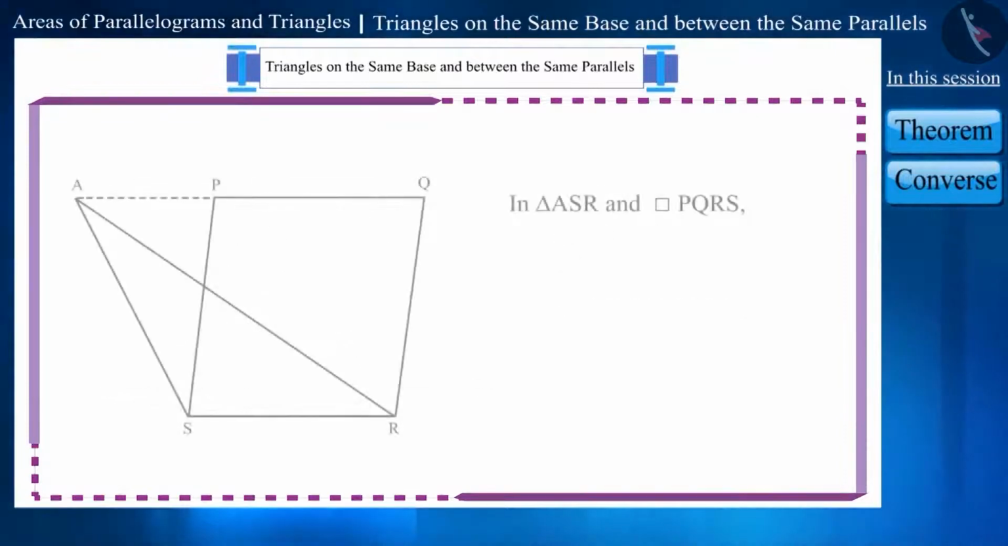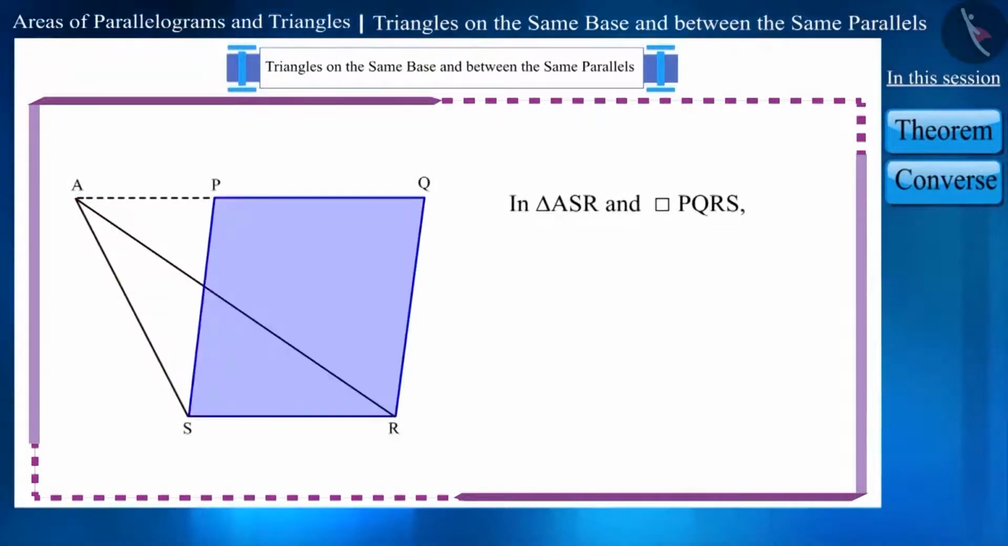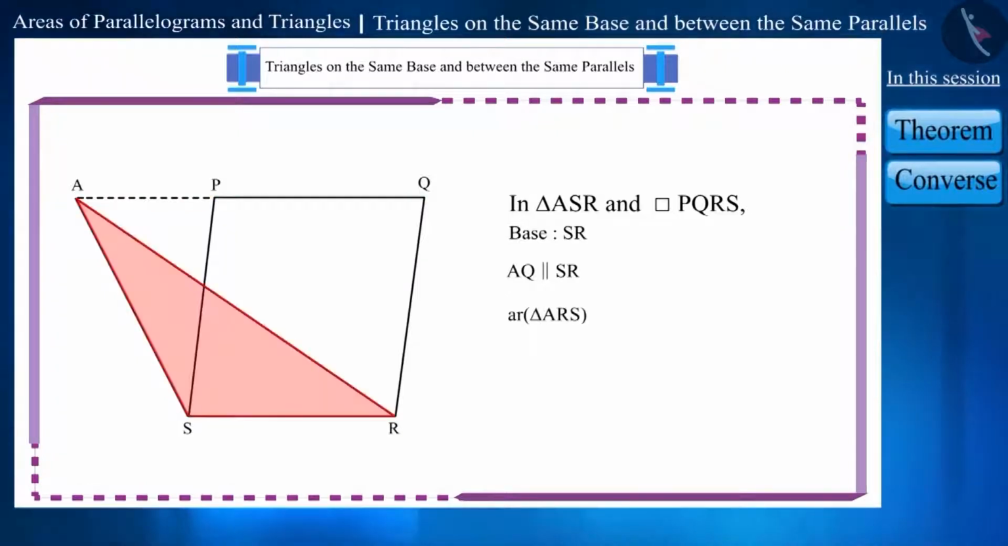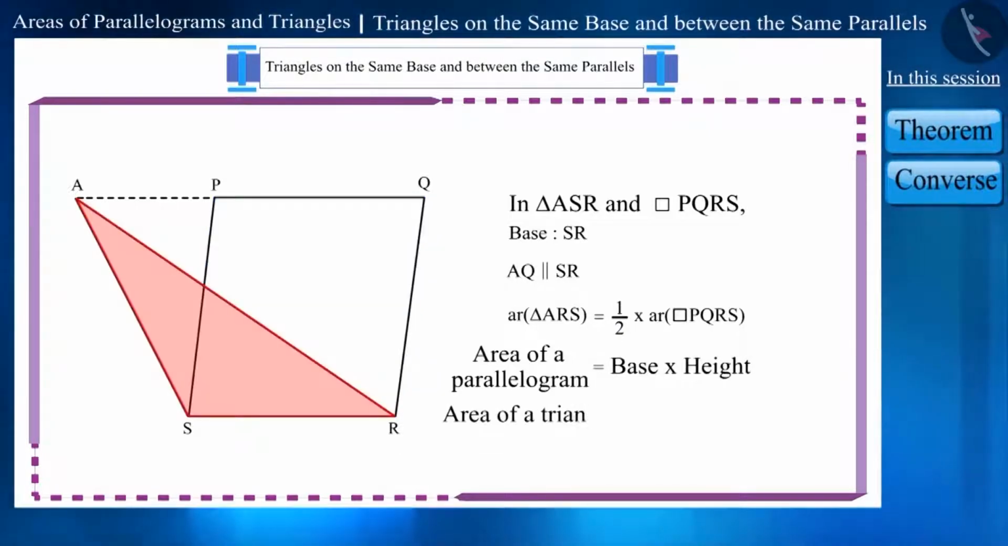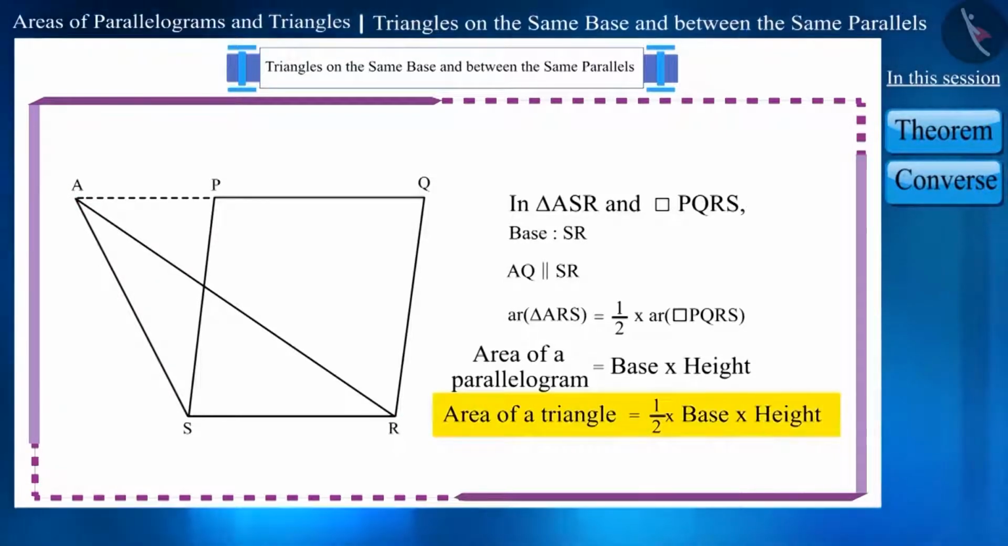We know that if a triangle and a parallelogram are situated on the same base and between the same parallel lines, then the area of the triangle will be 1/2 times that of the parallelogram. The formula of the area of a parallelogram is base multiplied by height. So, the area of a triangle would be 1/2 of the result. Friends, in our previous classes also, we have used this formula to find the area of triangles.